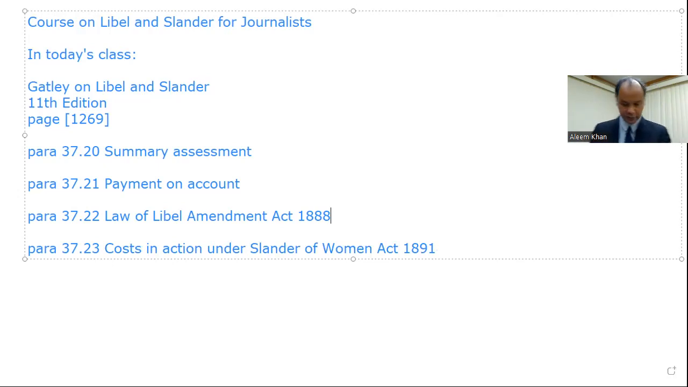Law of Libel Amendment Act 1888, right? Under Section 5 of this Act, where two or more actions have been consolidated under that section, the judge at trial, if he awards the plaintiff the cost of the action, shall thereupon make such order as he shall deem just for the apportionment of such costs between and against such defendants. The wording of the statute would not seem to affect the general rules. That was 37.22, Law of Libel Amendment Act 1888. Previously, we read paragraph 37.23, costs in action under Slander of Women Act 1891.